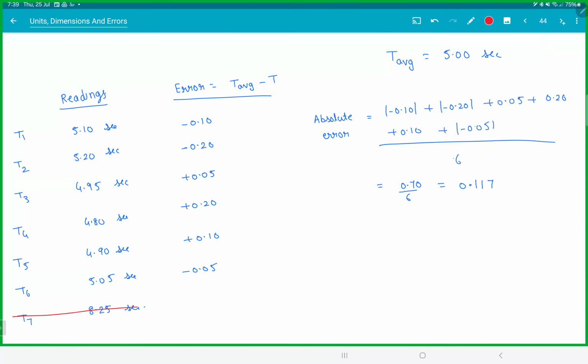But you can clearly see here there are 2 SF. So we round off. So 7 is greater than 5, we round off this to 0.12. Therefore, your final answer for time is 5.00 plus or minus 0.12 seconds. If you want the percent error in time, that is 0.12 by 5 into 100, that is 2.4%.